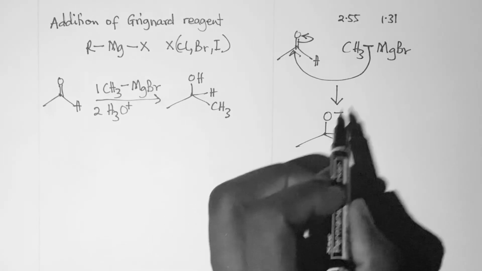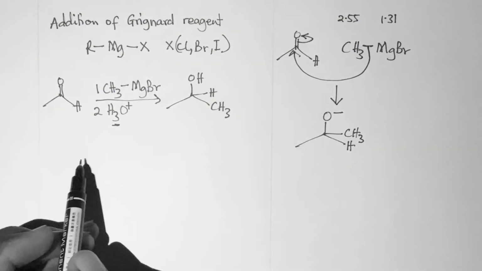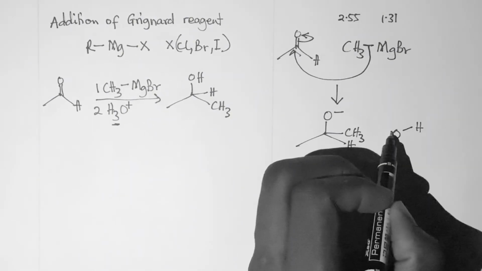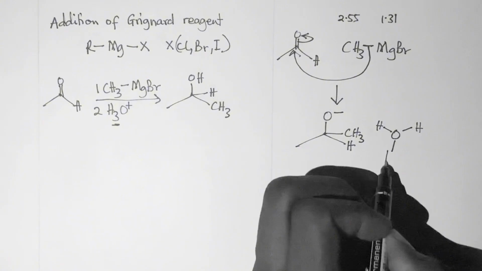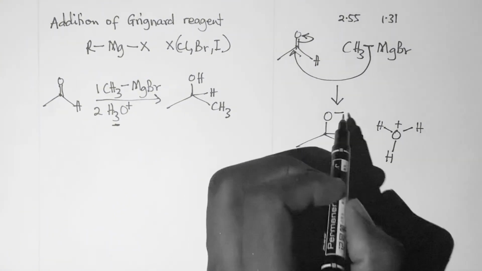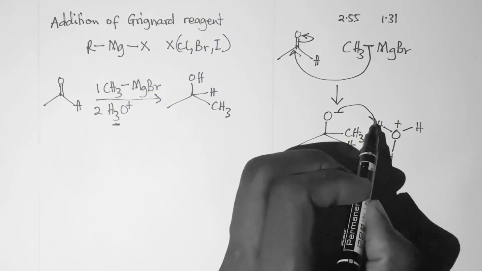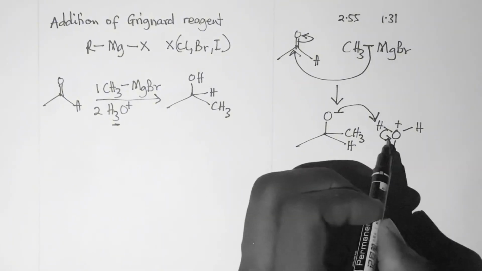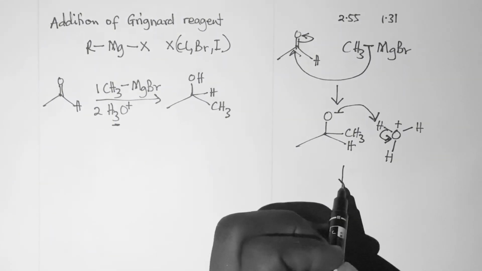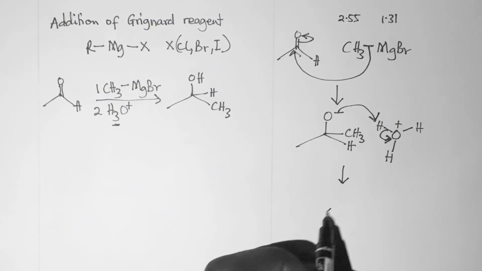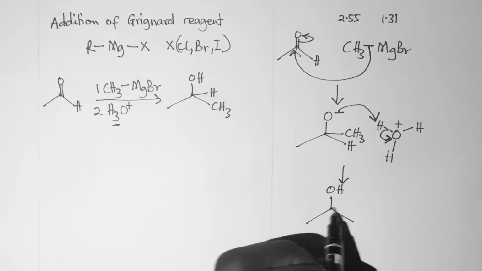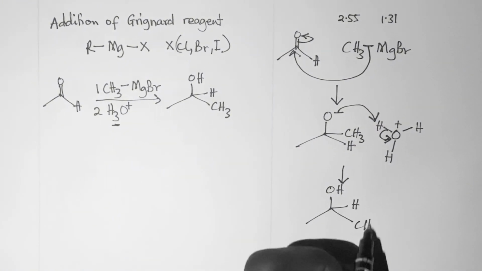In the next step, remember that we have hydronium ions in solution. So we have these hydronium ions in solution. What will happen is that this nucleophile will pick one of the protons, causing this bond to be moved to the oxygen. So the final step is going to give us our final product, which is this product.